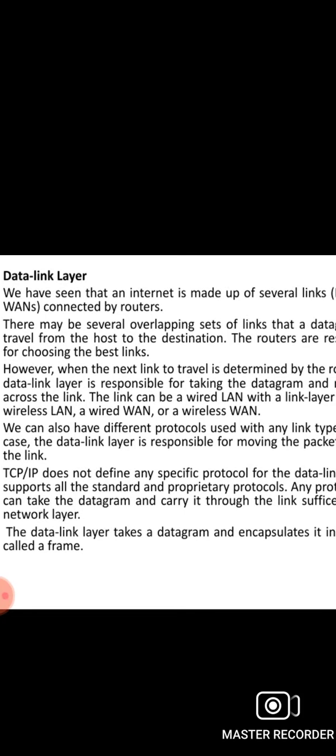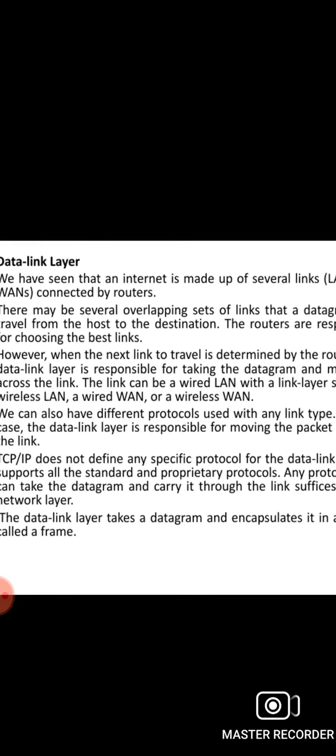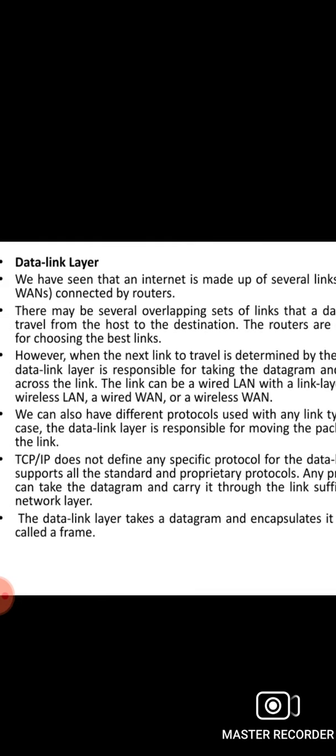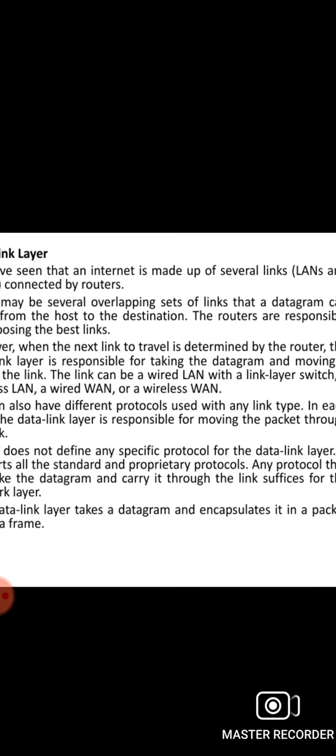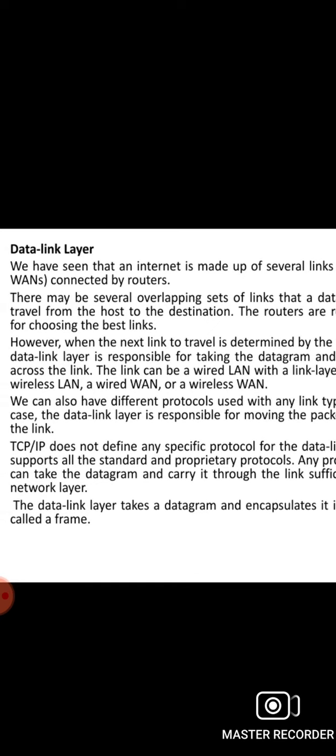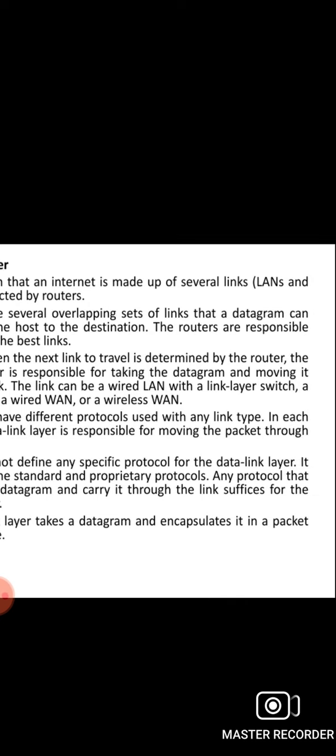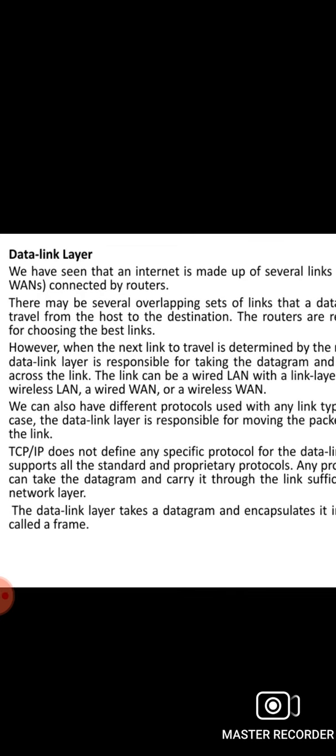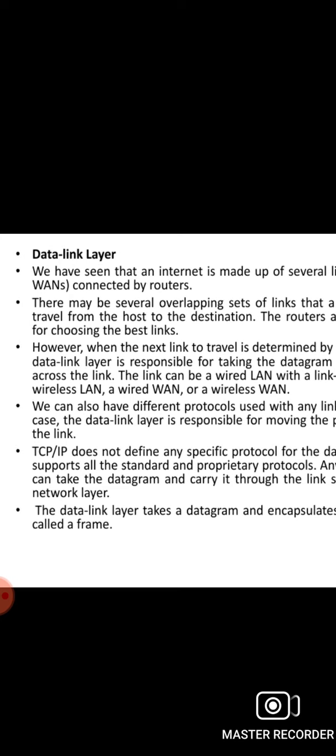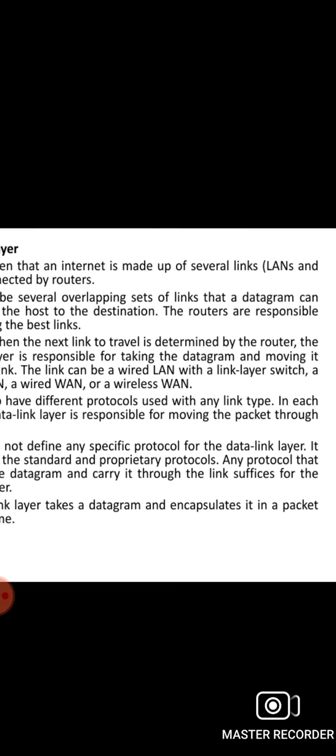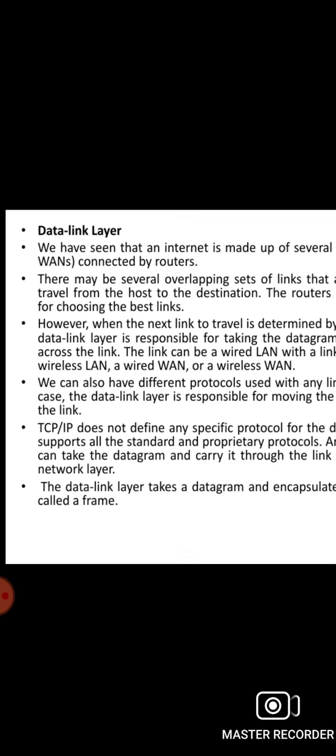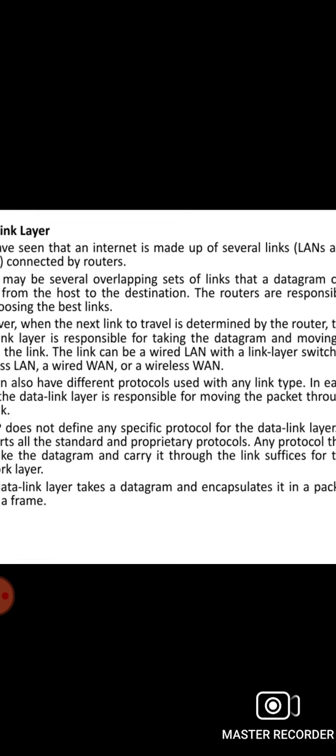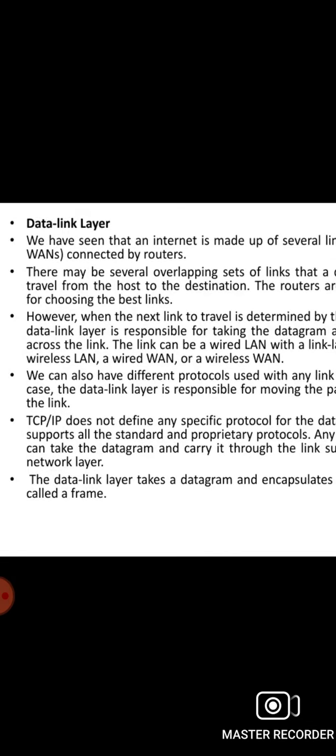However, when the next link to travel is determined by the router, the data link layer is responsible for taking the datagram and moving it across the link. The link can be a wired LAN with a link layer switch, or a wireless LAN, or a wired WAN, or a wireless WAN. We can also have different protocols used with any link type. In each case, the data link layer is responsible for moving the packet through the link.